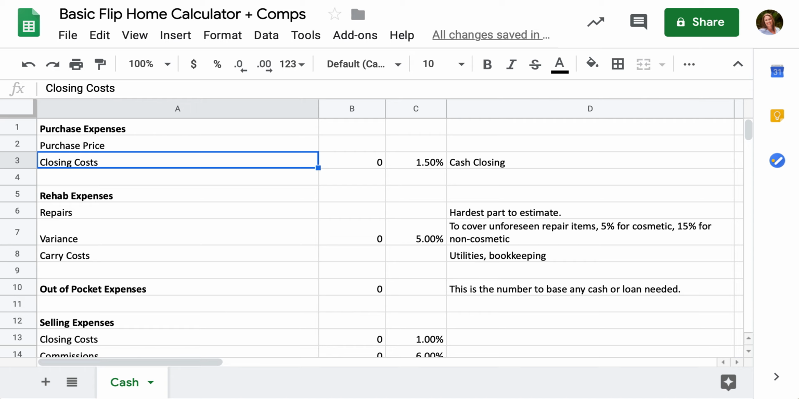I'm going to show you my calculator on flip homes. So if you want to buy, renovate, or rehab and then resell a property, you are a flipper. So I will show you how to do that.